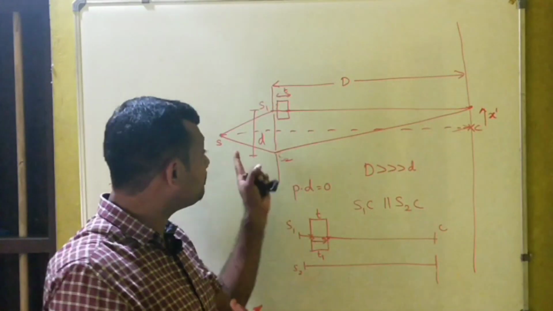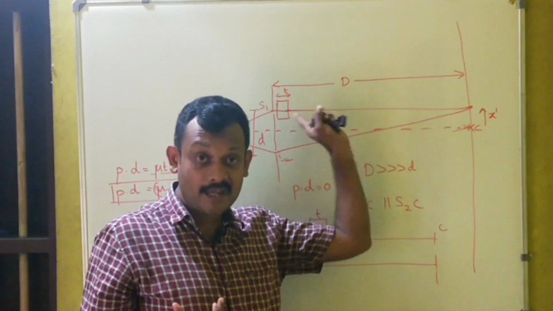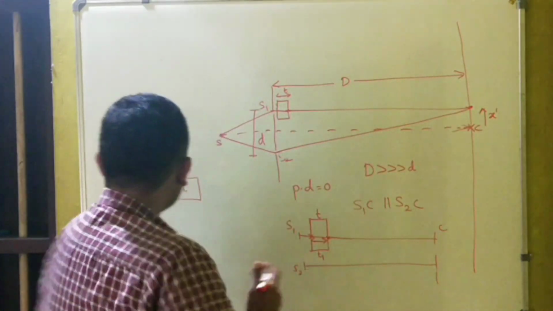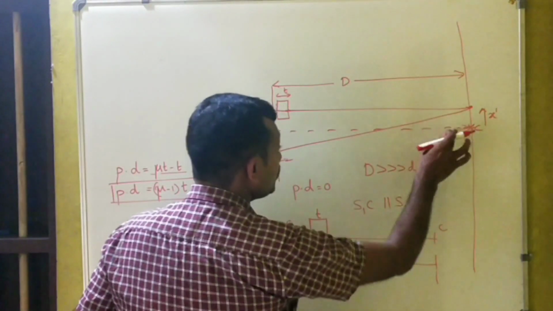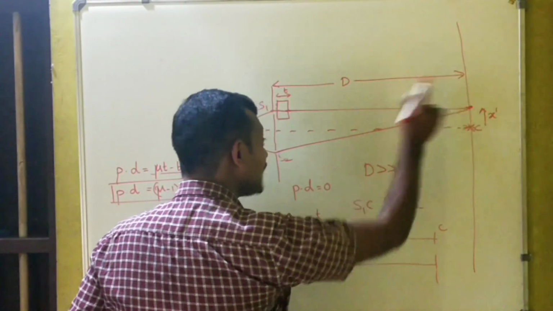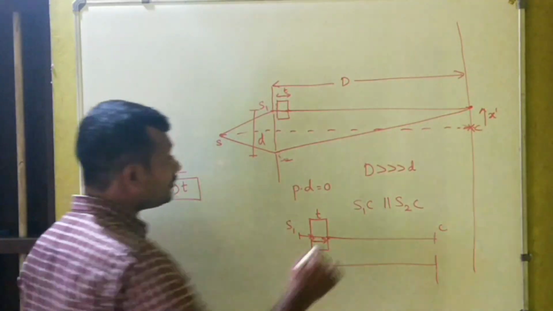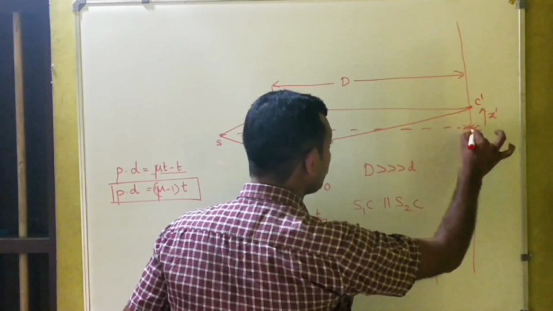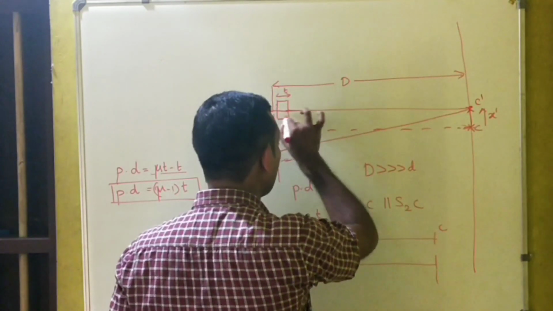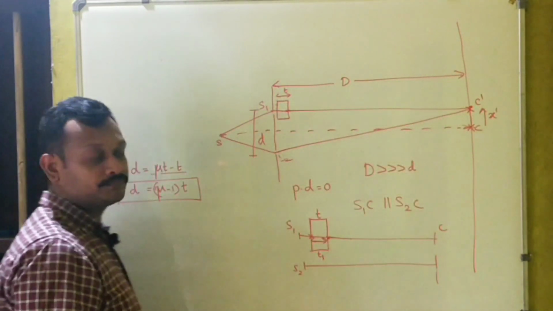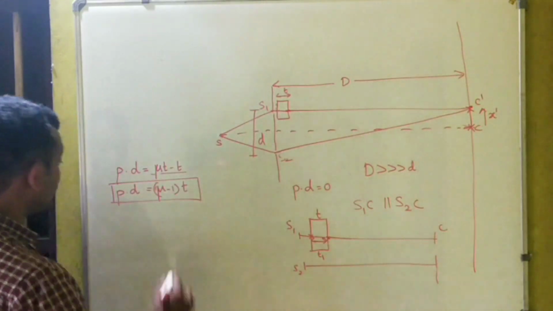X dash is the shift created in order to minimize the path difference. In this case, the path difference is (mu minus 1) into t at the center. So the ray will shift towards that side, where the central maximum, that is C dash, will be. The new central maximum will be shifted towards the side where this transparent sheet is placed. Let us say that distance is x dash.